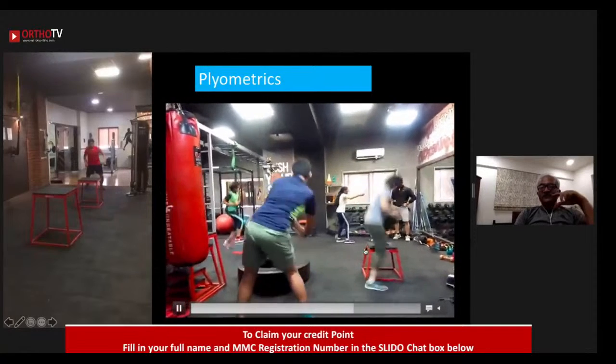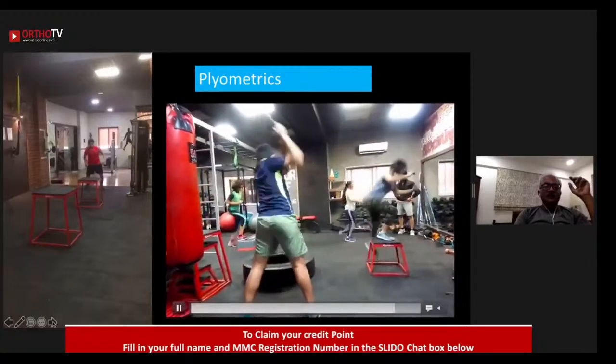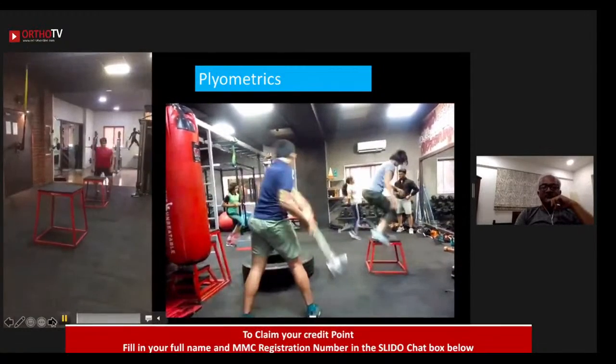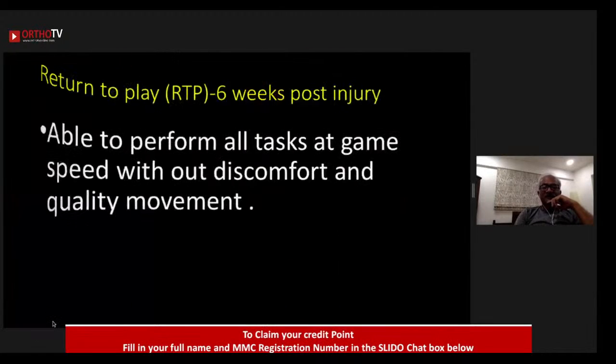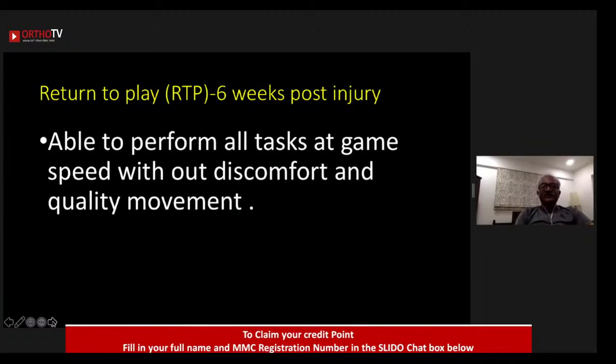So these are all exercises which the patients are put on once they have crossed phase 2 of the rehabilitation program. This is the way you saw. That's again the same tire workout for strength and conditioning.